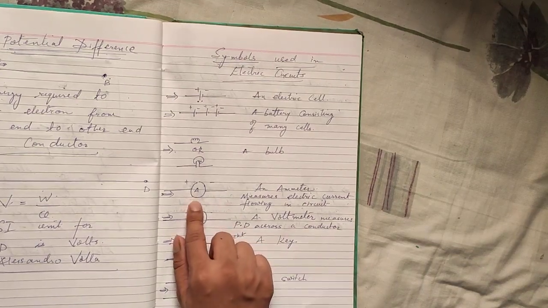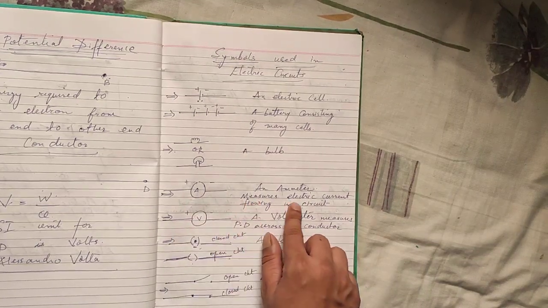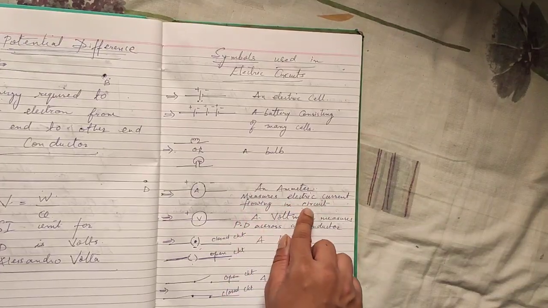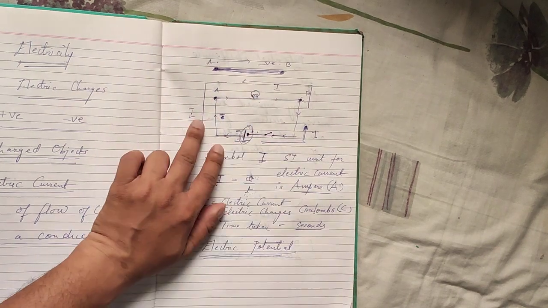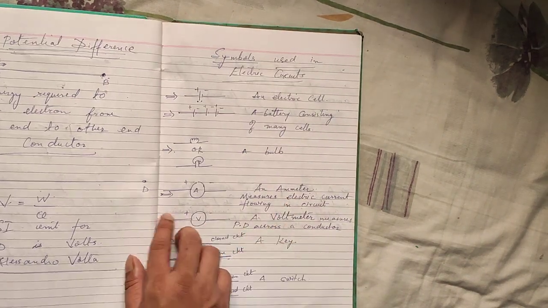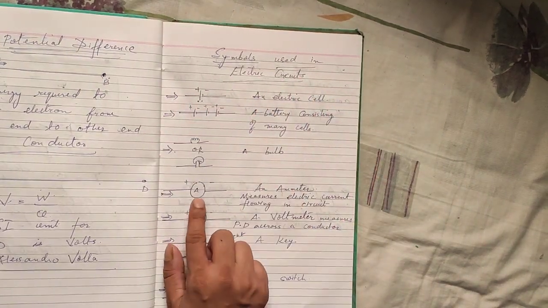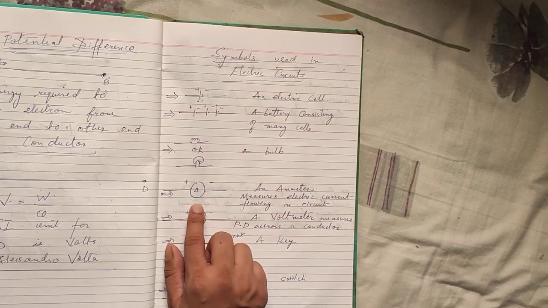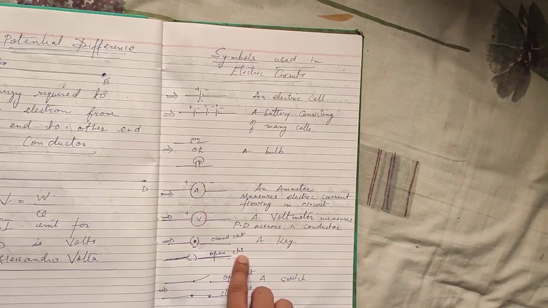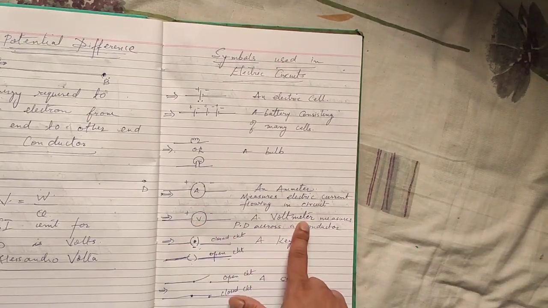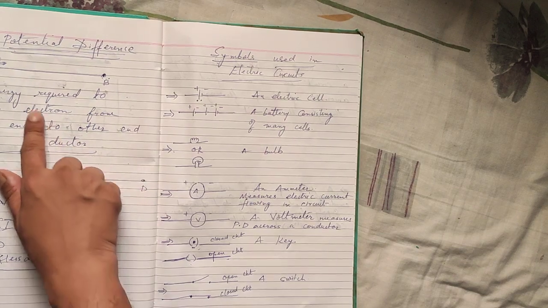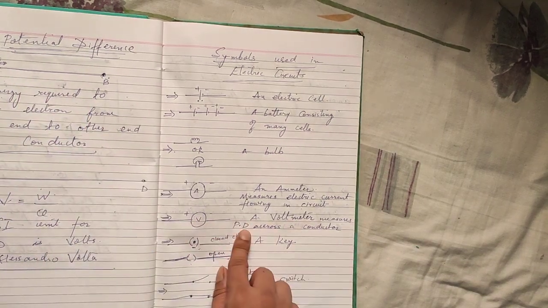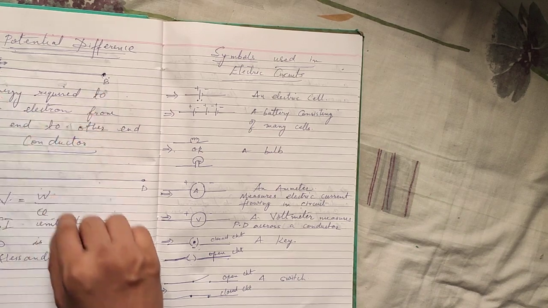First one is an ammeter, which measures the electric current flowing in the circuit. Yesterday we talked about electric current over here like this. So the electric current is flowing through the whole circuit, and the ammeter is a device which measures the electric current, and we are going to connect it in the circuit. Next is a voltmeter. As it suggests, it measures the potential difference across the two ends of the conductor.